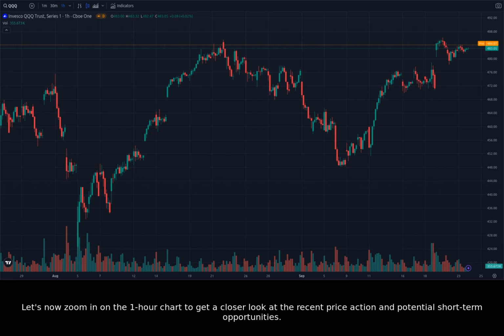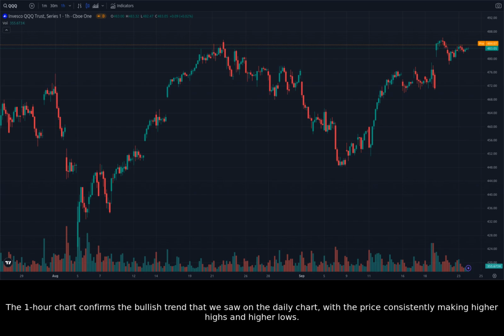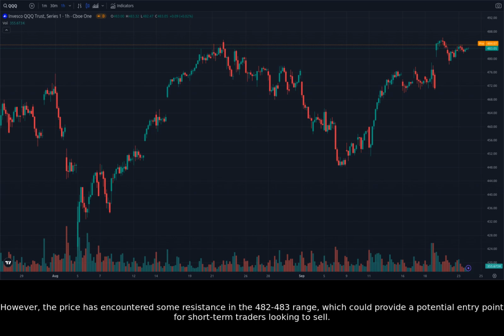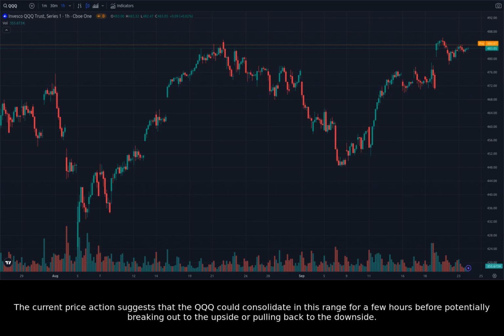potential short-term opportunities. The 1-hour chart confirms the bullish trend that we saw on the daily chart, with the price consistently making higher highs and higher lows. We can see that the QQQ has been trading above its 20-period moving average, which is another positive sign for the bulls. However, the price has encountered some resistance in the 482 to 483 range, which could provide a potential entry point for short-term traders looking to sell. The current price action suggests that the QQQ could consolidate in this range for a few hours before potentially breaking out to the upside or pulling back to the downside.